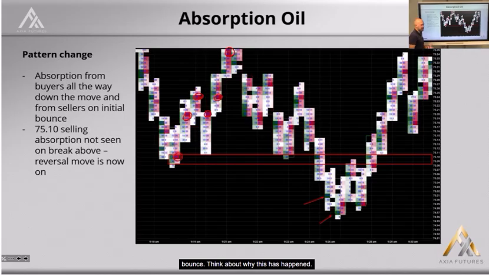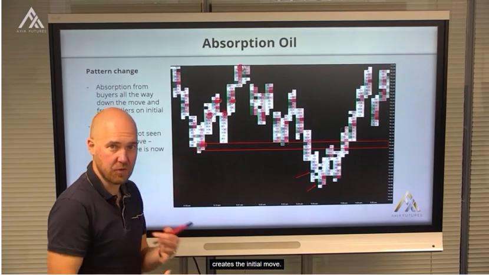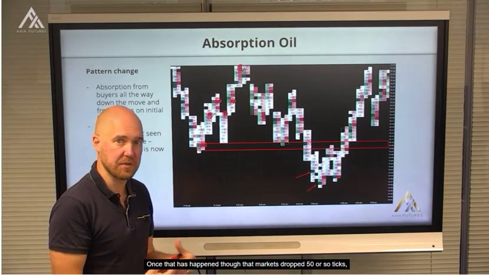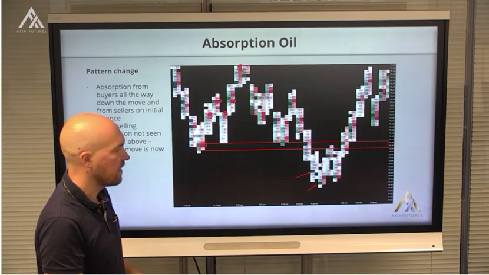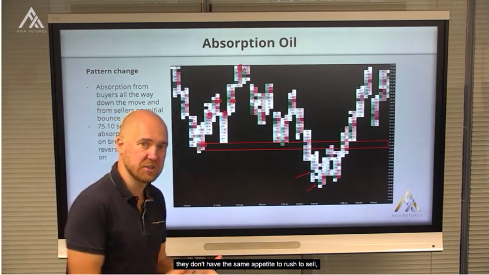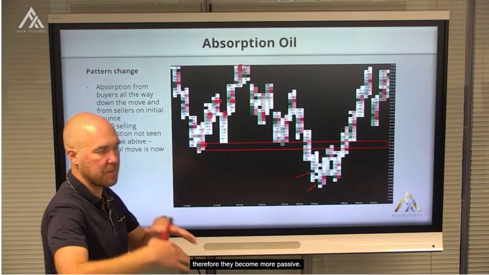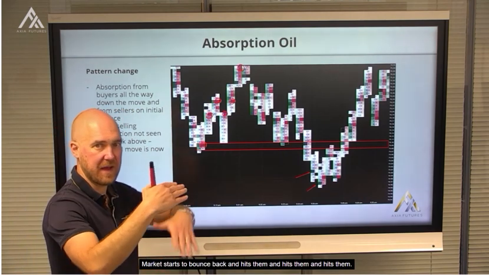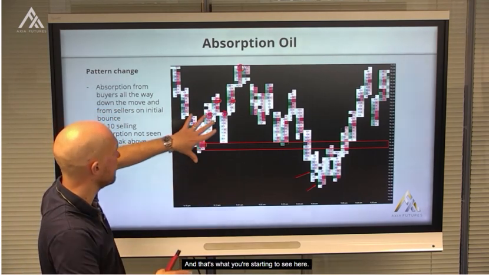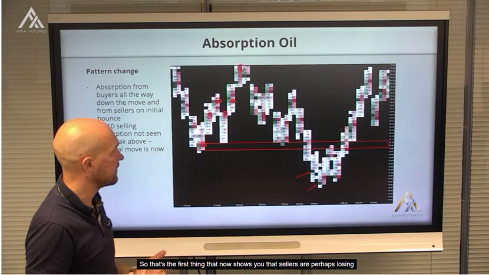Think about why this has happened. The main reason this has happened is sellers have rushed to sell. That's what creates the initial move. Once that has happened though, the market's dropped 50 or so ticks, they don't have the same appetite to rush to sell. Therefore, they become more passive. Market starts to bounce back and hits them and hits them and hits them. And that's what you're starting to see here. So that's the first thing.